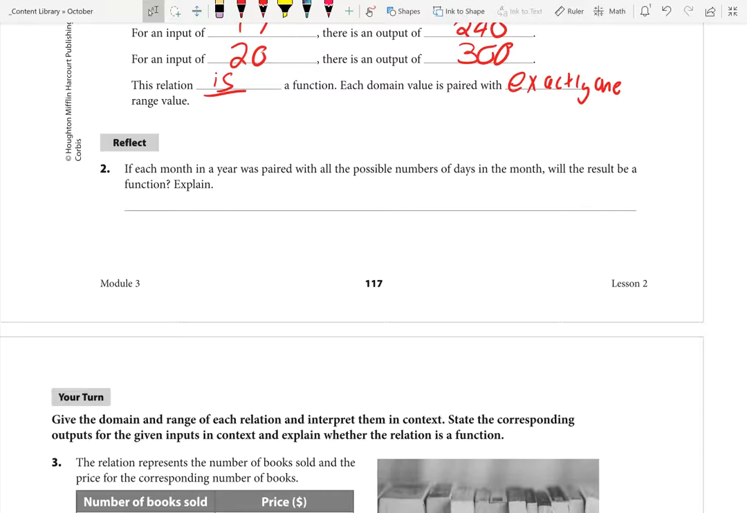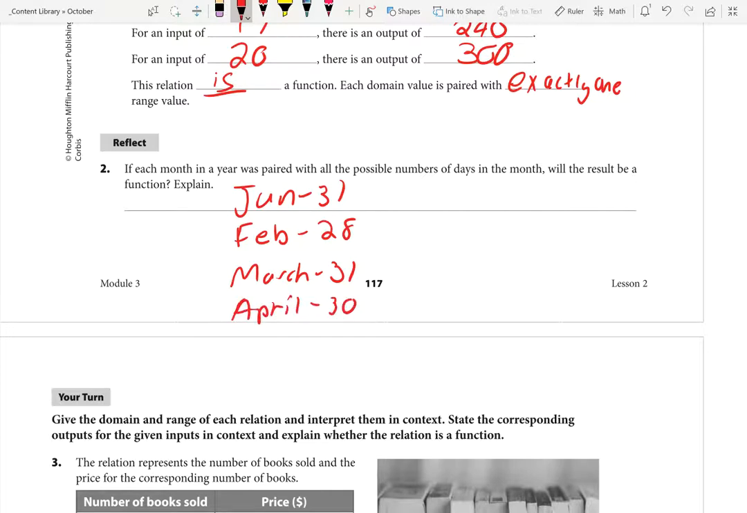Okay, well, the book writes, there's two ways you can argue this. The book says yes, it would be a function because January would map with 31, February would map with 28, March would map with 31, April would map with 30, right? So every month would have a corresponding y value, and there's no duplicating months. You're not going to have two Januaries, two Februaries, two Marches, etc. So the book says yes because of that reason.